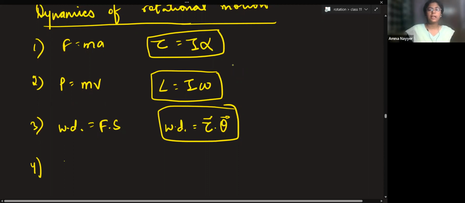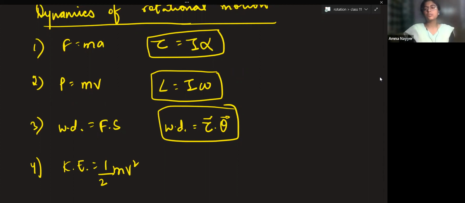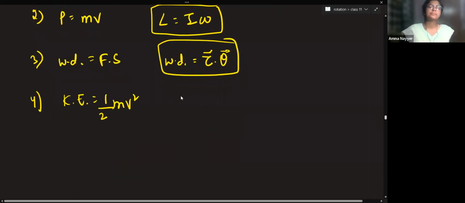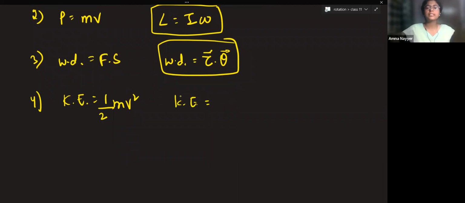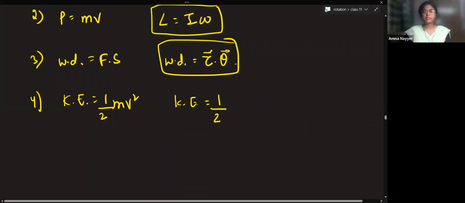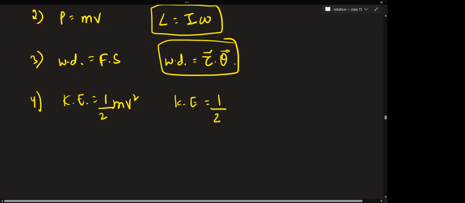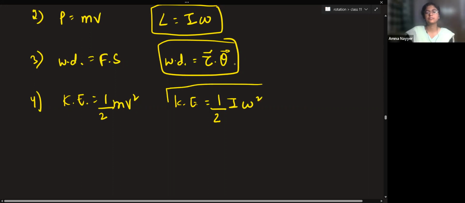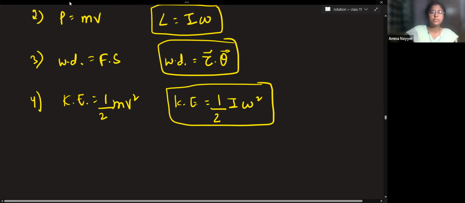Finally, let's see kinetic energy. Kinetic energy is half mv square. This is how we write the formula of kinetic energy. Yes, Waziha, can you complete this? See, half will remain. Instead of mass, I omega square. Perfect. So these formulas you have to use. Let me discuss a question with you. Then it will become clear.